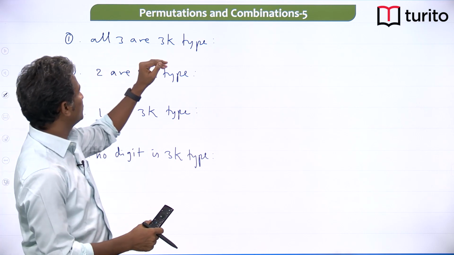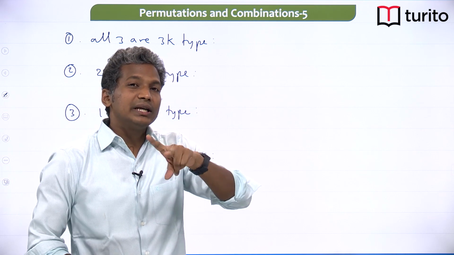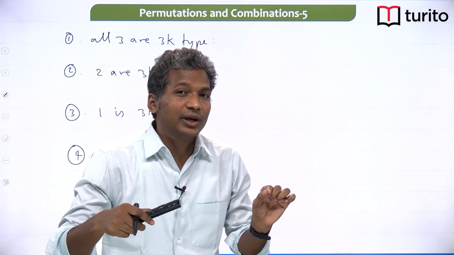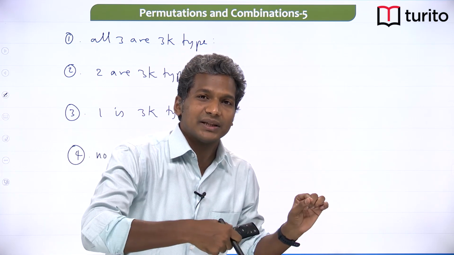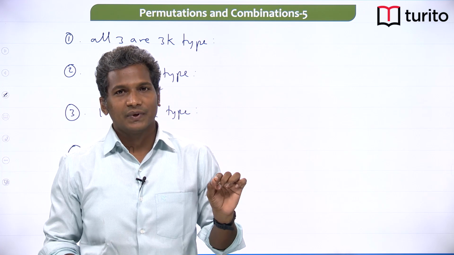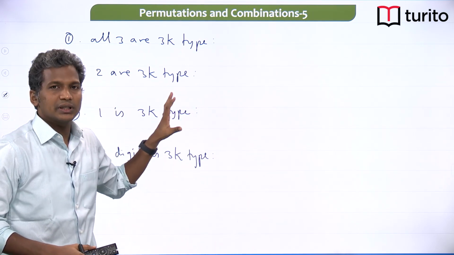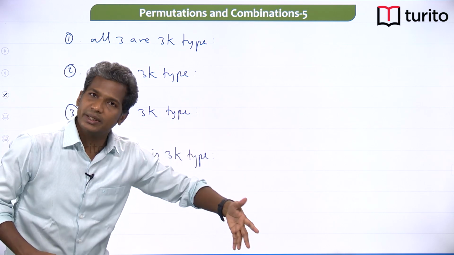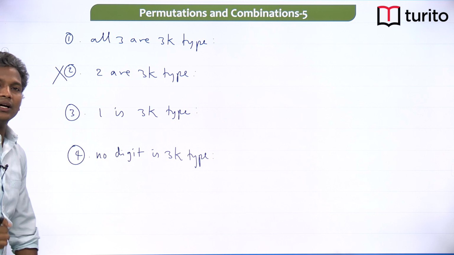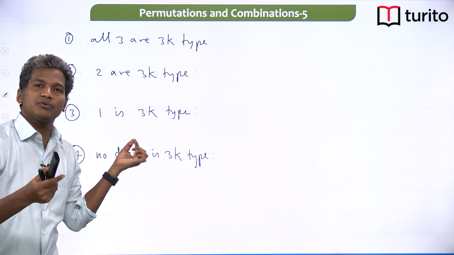Now, when it comes to the second case, if 2 numbers are already divisible by 3 and you want to add all 3 of them and the result must be divisible by 3, right, then the third digit must be divisible by 3. So, if there are only 2 3k type numbers, the other also must be 3k type only. So, this second case is actually a rejected case. Now let's go for the third case and observe what happens here.